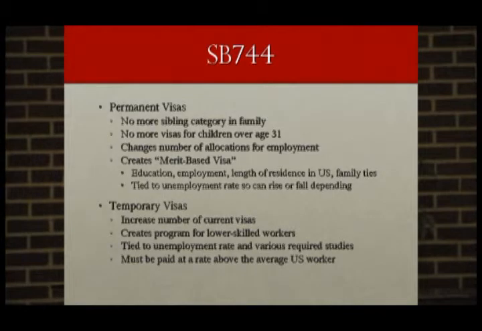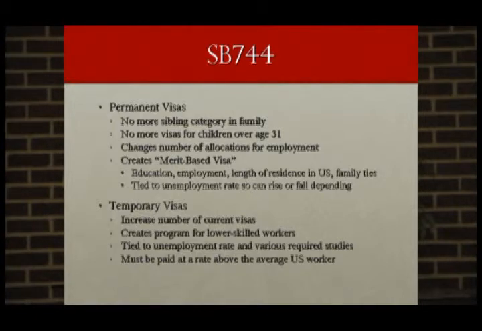I'm going to go over the temporary visas. Some of the major changes here is that it increases the number of the current visas. It creates a program for lower skilled workers. So remember before I talked about those temporary visas, there wasn't really a category to come here and work. Now there is. It's called the W visa. And if you remember, George W. Bush tried to push this very same visa. It was basically a 3-year temporary work visa that would allow you to come work for 3 years. You could renew it, I think, 2 to 3 times. So this is essentially the same thing. The numbers for those are tied again to unemployment rate and those various required studies that they have.